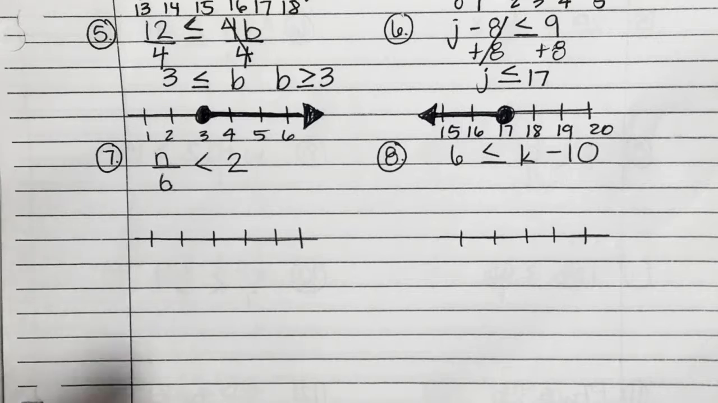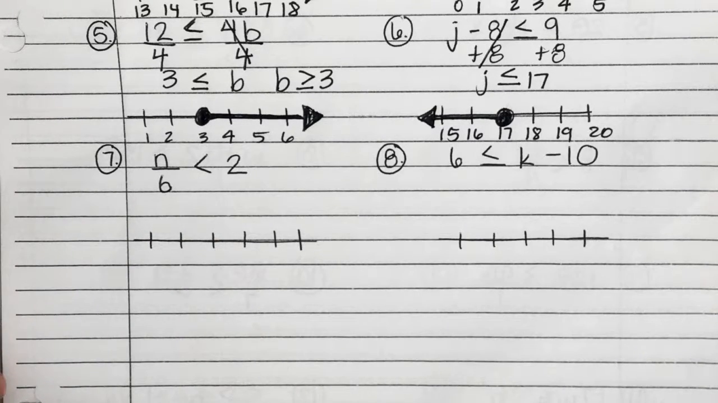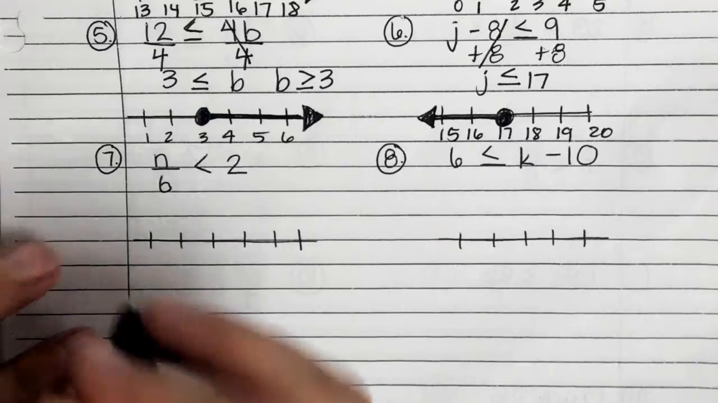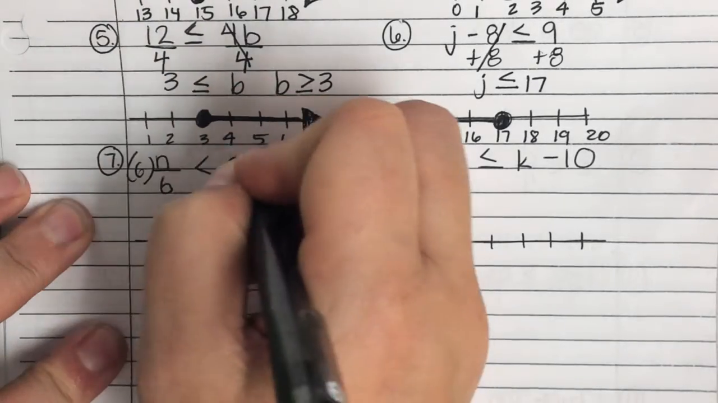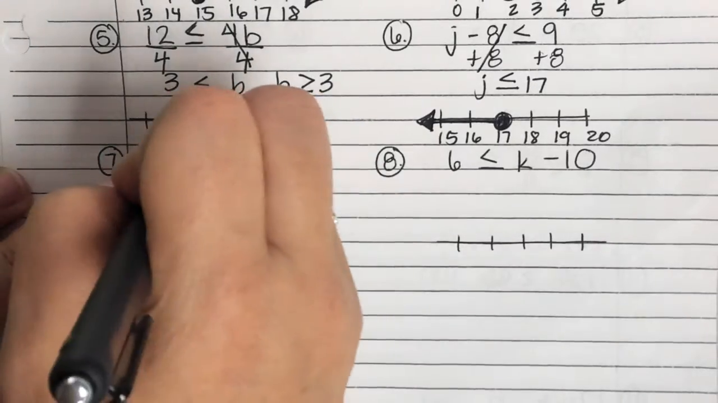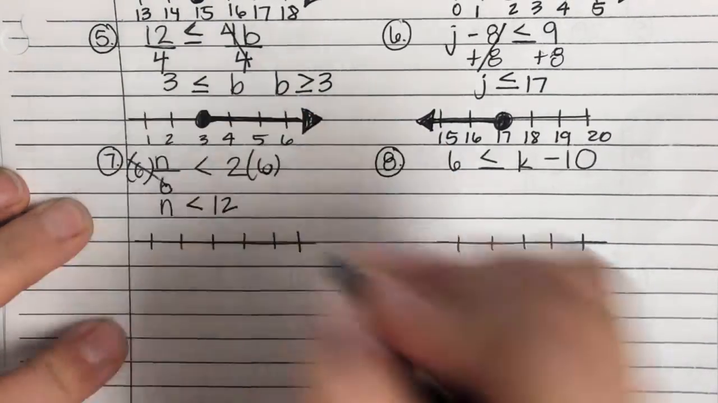And I'll talk you more through it on this one when we get to that point. What type of inequality is this? That is division. How do we undo division? Multiplication. Okay, and what number do we get rid of? 6. So we're going to multiply both sides by 6. Okay, so this cancels out. n is less than 12.